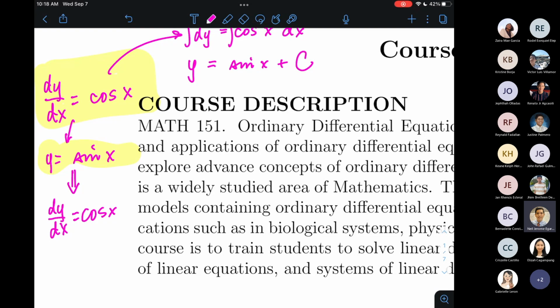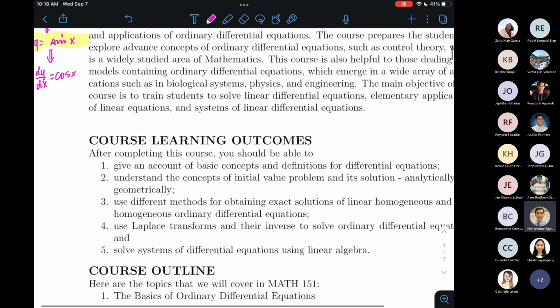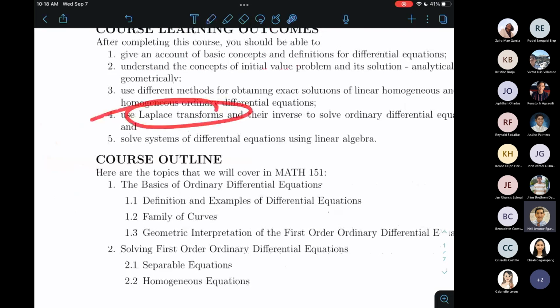All right? And sometimes, it's better to reduce the order of the differential equation from second order, bring it down to first order so that we can use the techniques we've already discussed for lower order differential equations, right? And one such method is the method of Laplace transforms, which is very popular in the engineering sciences.